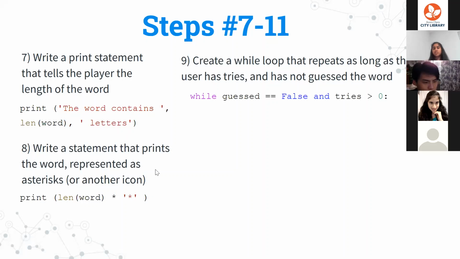So the answer to this is while guessed, and then two equals signs, so == False, and tries > 0, and you would put a colon at the end because it's a while statement. Note that the F in False should be capitalized.